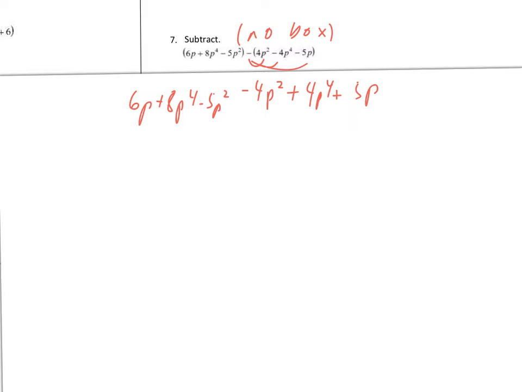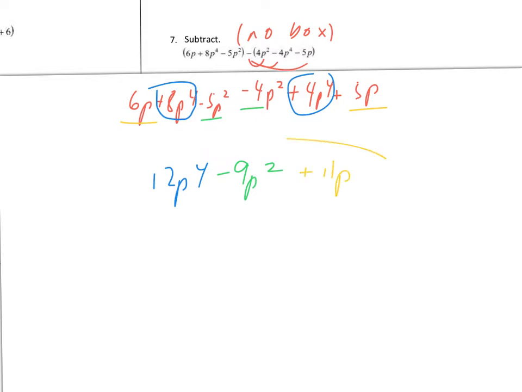Okay, and now we're going to combine like terms. So I got 8p to the fourth and then 4p to the fourth. So that's going to make 12p to the fourth. And then we have, let's see, negative 5p squared and negative 4p squared makes negative 9p squared. And then 6p and 5p gives me 11p.